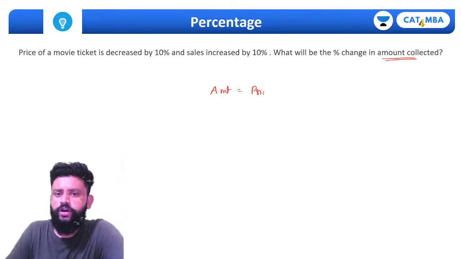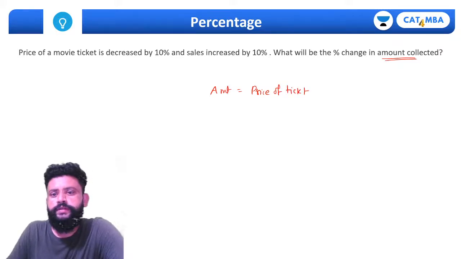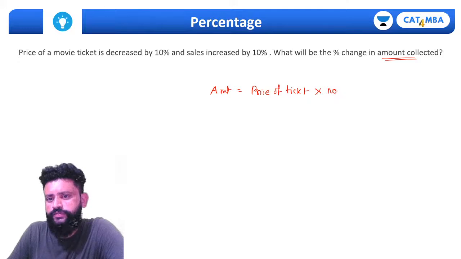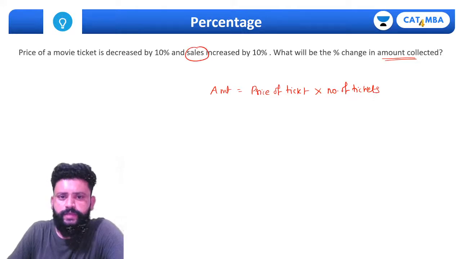एक तो प्राइस ऑफ टिकट पे डिपेंड करेगा. प्राइस ऑफ टिकट इनटू नंबर ऑफ टिकट्स. तो ये सेल्स मतलब क्या हुआ? नंबर ऑफ टिकट्स.